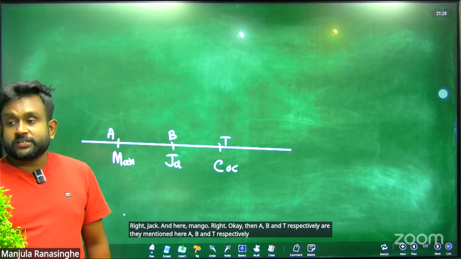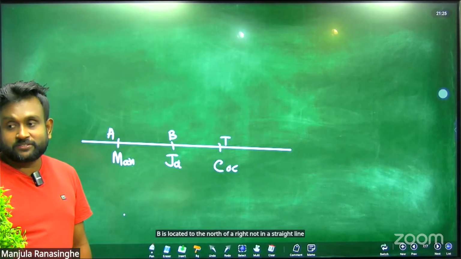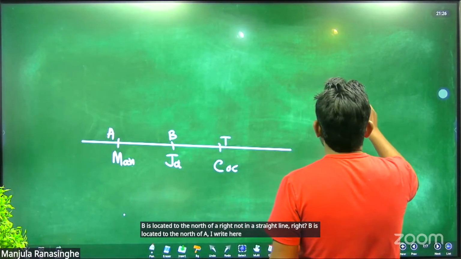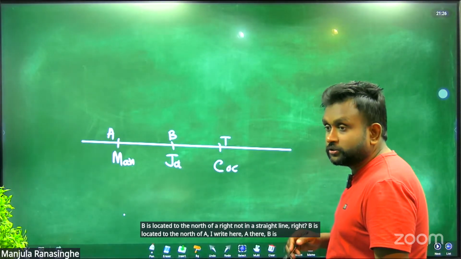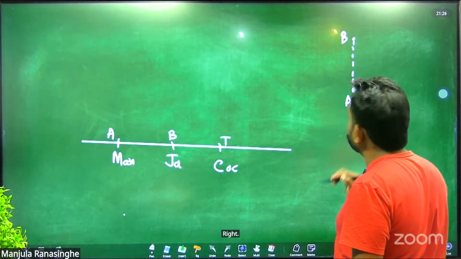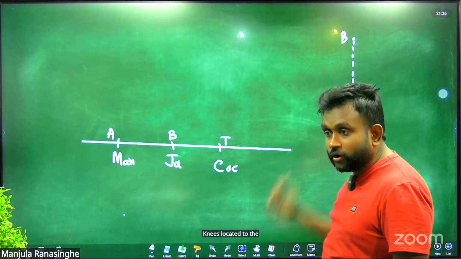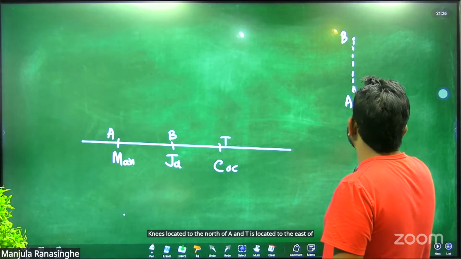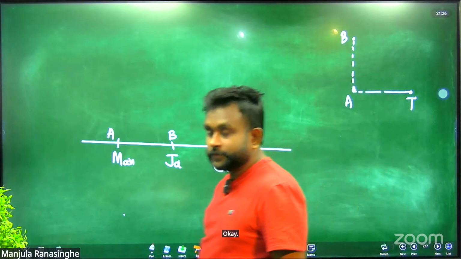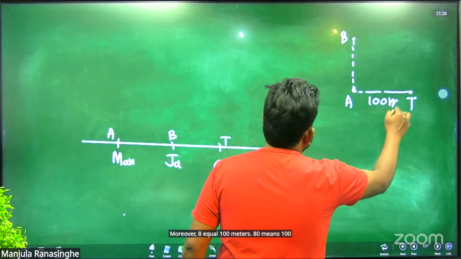B is located to the north of A. Right, not in a straight line. B is located to the north of A. I write A here, B is located to the north of A. So that means B is here, north of A. This is a rough sketch. B is located to the north of A and T is located to the east of A. East of A means T is located on this side. Okay. Moreover, AB equals 100 meters. That is also given.